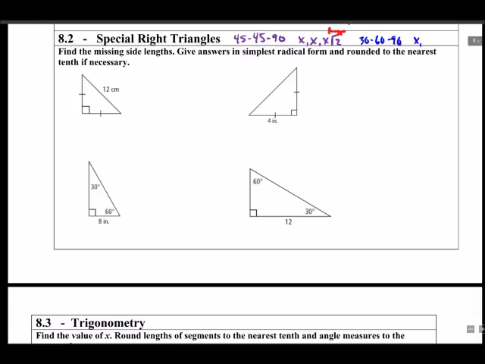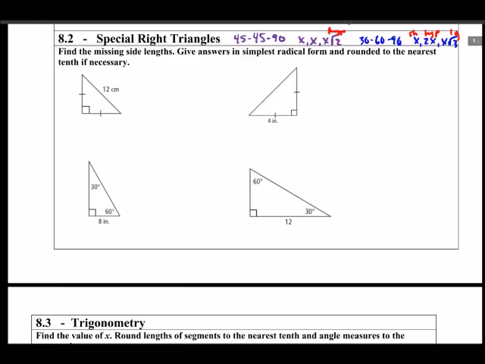The sides are x, 2x, and x root 3. The 2x is the hypotenuse. This is the short leg. This is the long leg. So that's all we have to remember. So let's start here.